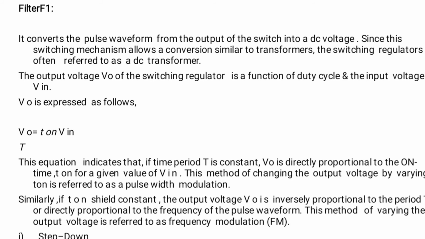Filters convert the pulse waveform from the output of the switch into a DC voltage. Since the switching mechanism also allows conversion similar to transformers, this equation indicates that if the time period T is constant, V0 is directly proportional to the on time t on, for a given value of the input. This method of changing the output voltage by varying the pulse width is referred to as pulse width modulation.